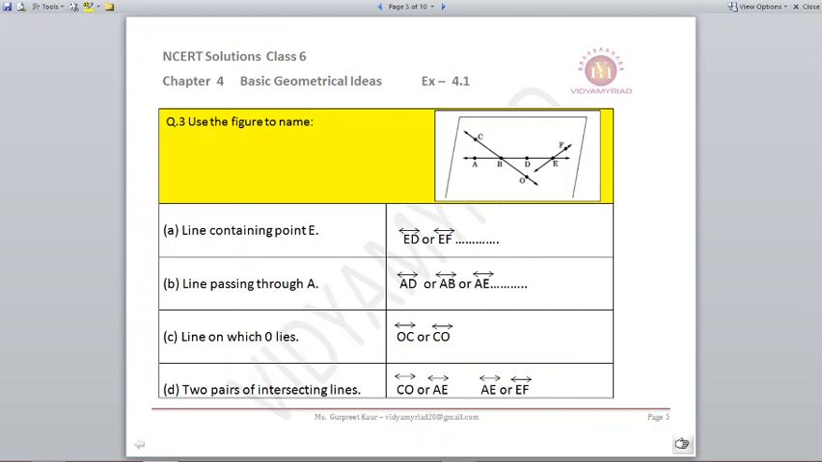Now A is passing AB, AD, AE. So many options are there. You can write down any one. Line on which O lies. So you have OC or CO where O will lie.